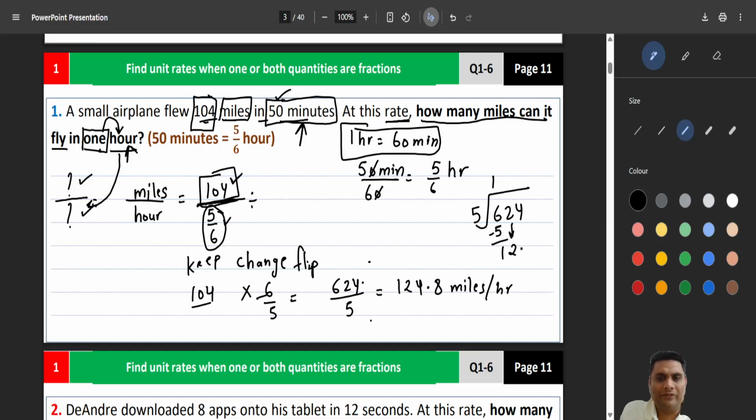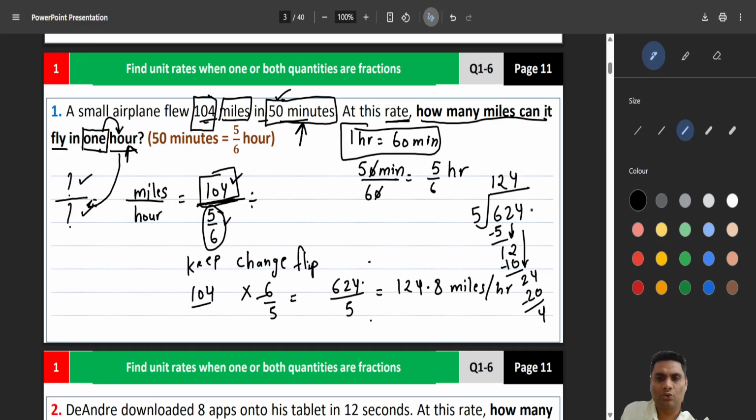Now, do we have 12 in the table of 5? No. So we will again choose a smaller number but close to 12. So 5 times 2 is 10. It is close to 12 and smaller than 12 also. 12 minus 10 is 2. The 4 will come down. Now 5 times 4 will give me 20. It is close to 24 and smaller. I got a 4 here, right?